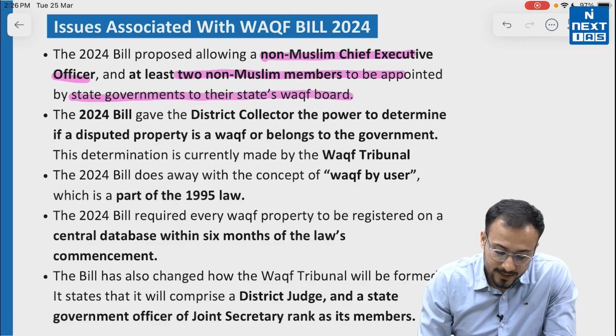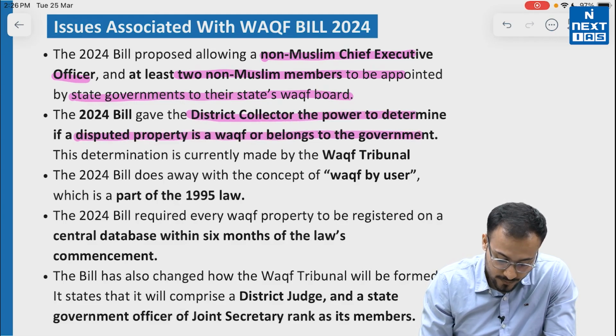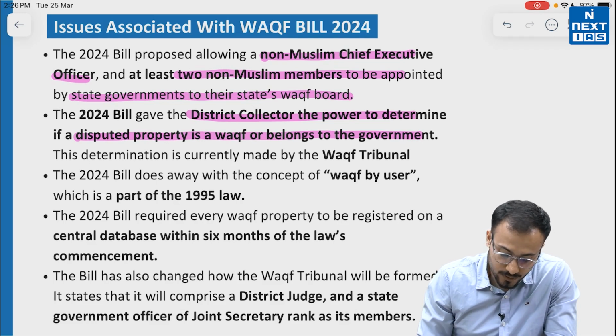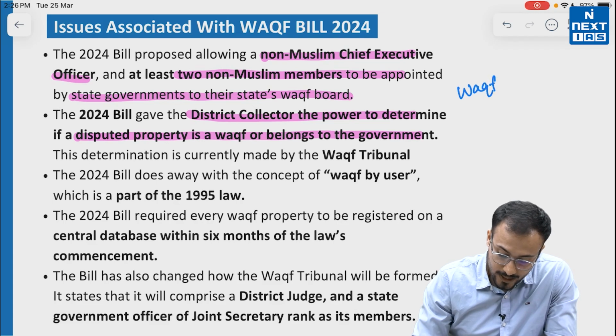Second, the bill gave district collectors the power to determine if a disputed property is a Waqf or belongs to the government. This determination is currently made by the Waqf tribunal. So the power of the Waqf tribunal has been shifted to the district collector.